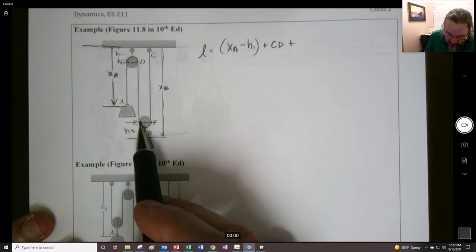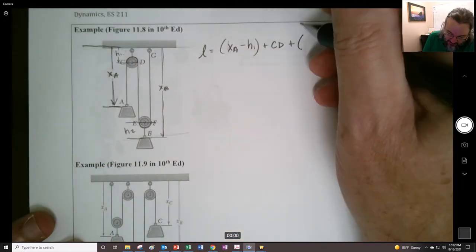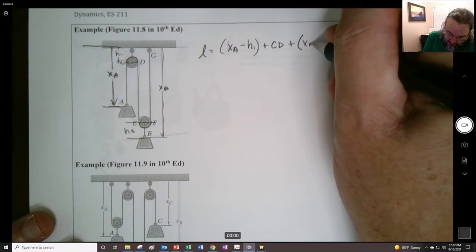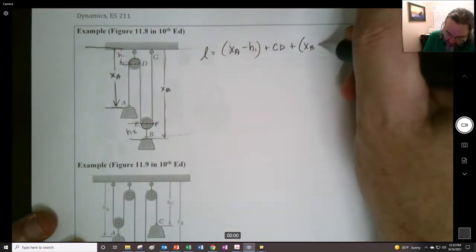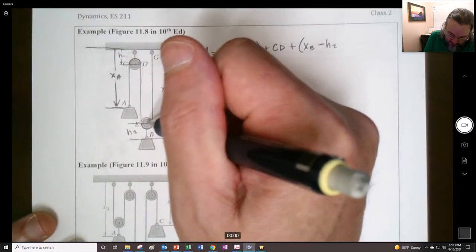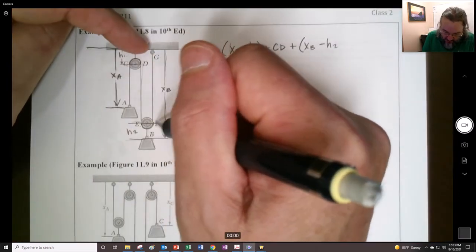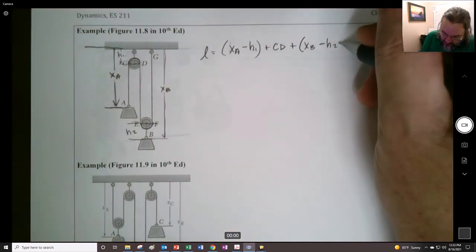And we're also going to subtract out this guy and that guy from here, right? So it's going to be plus XB, right, all the way down to here, minus H2, right there. Okay, so now we have this length from here all the way up there, but now we have to subtract out H1.